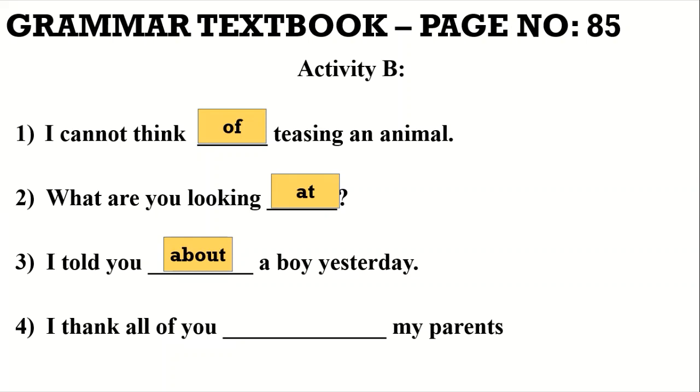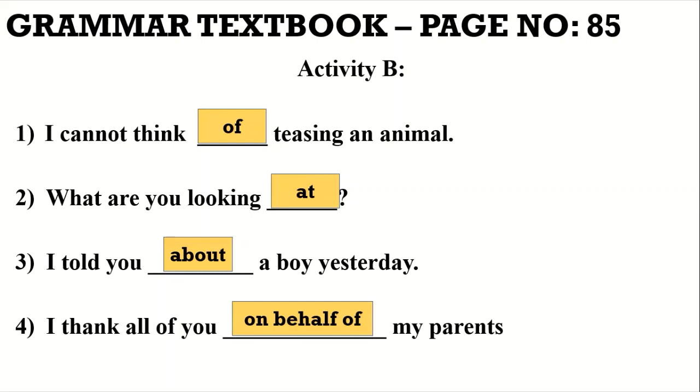I thank all of you dash my parents on behalf of. This is a phrase preposition. Remember, it's like an incomplete word, but it makes sense. And 'of' is a preposition which is coming towards the end, a simple preposition, and the full 'on behalf of' will be a phrase preposition. Hope you understood. I thank all of you on behalf of my parents.